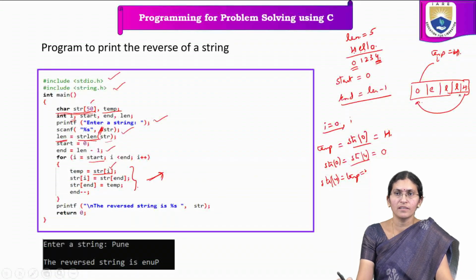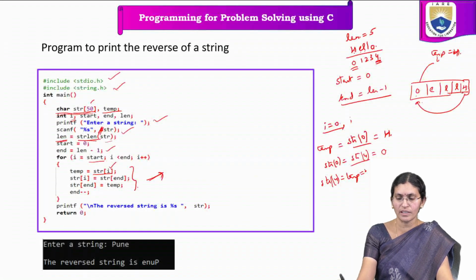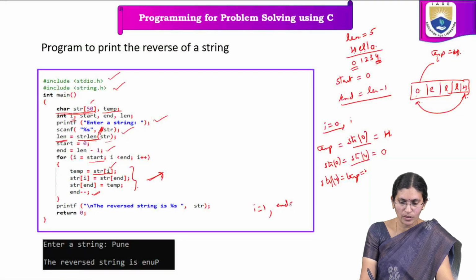So what we have done here is we have swapped the first element with the last element. So first element and the last element, these two are swapped by using a temporary variable. Then the end index is decremented by 1. Next again I value is incremented, whereas next iteration I is equal to 1 and end is equal to 3, because end value is decremented by 1 and I value is incremented by 1.